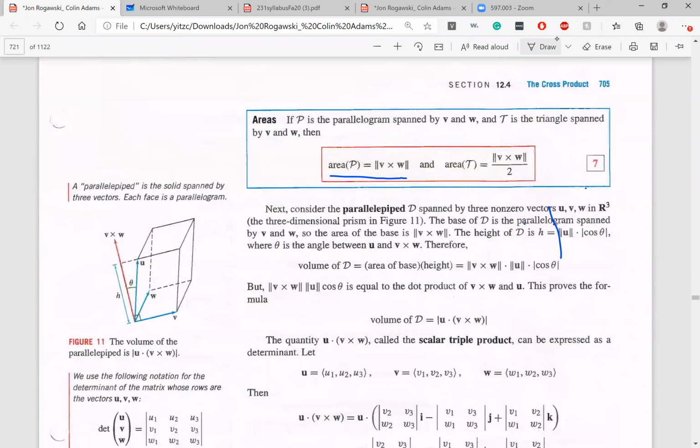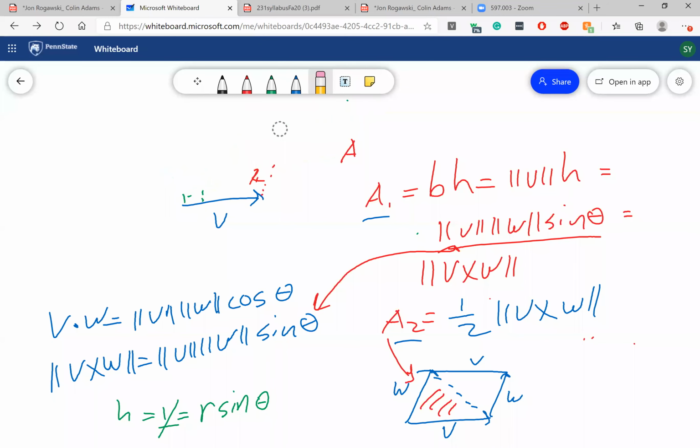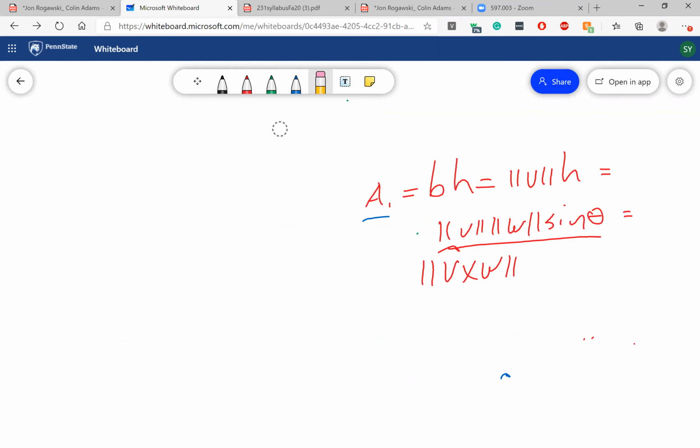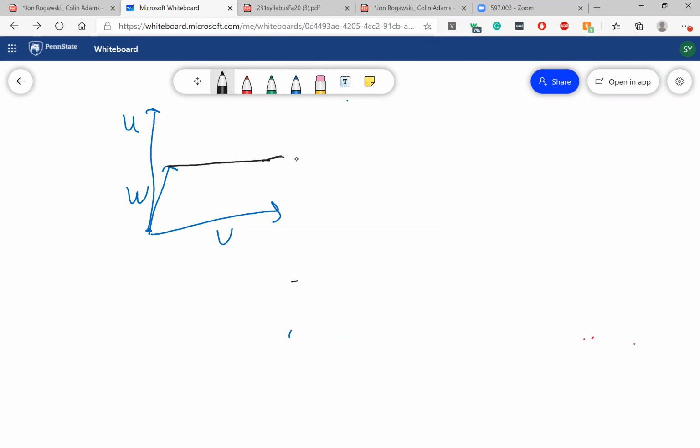Okay, now the next thing we would like to be able to do is find the volume of a parallelepiped. So if you have three vectors, vector V, the vector W, and then the vector U. And now this creates a parallelepiped. So here we can create a parallelogram down here. And then on top, we just extend it.